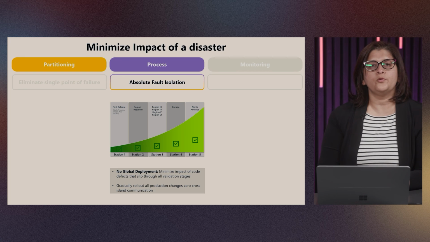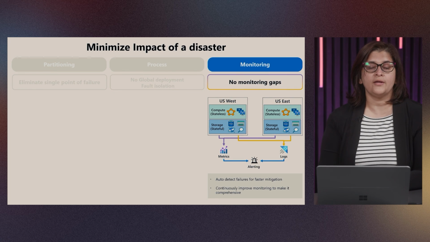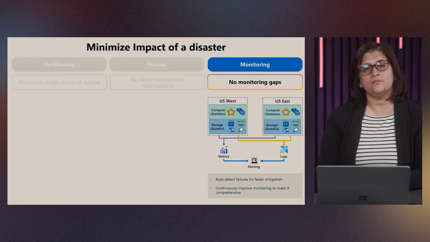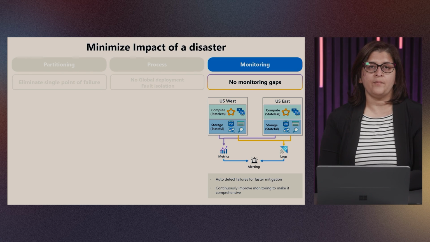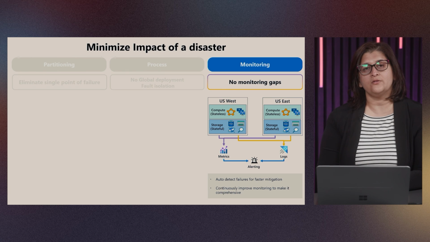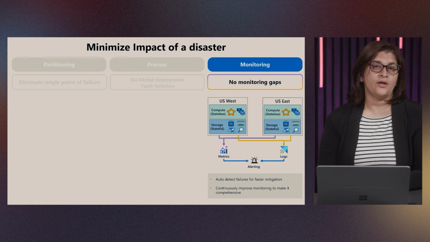Now, let's move to the third principle, eliminating monitoring gaps. In any complex system, failures are inevitable. So it's critical that we catch them quickly and minimize their impact. That's why we constantly invest in strengthening our monitoring. After every incident, we ask, did we have a monitoring gap?